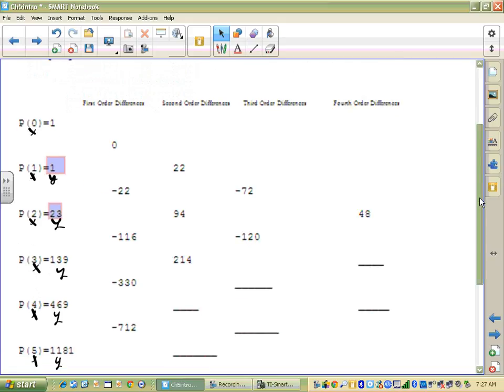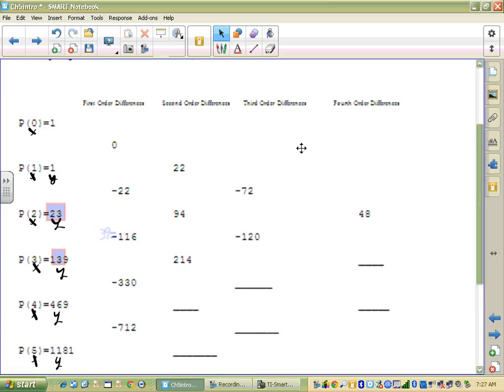Consistency. Be consistent. Okay? Don't go 139, then all of a sudden minus 23. Start with the 23 and subtract from it 139. So you've got to be consistent when you subtract. So 23 minus 139, that's where the negative 116 comes from. Okay? So on down the list.